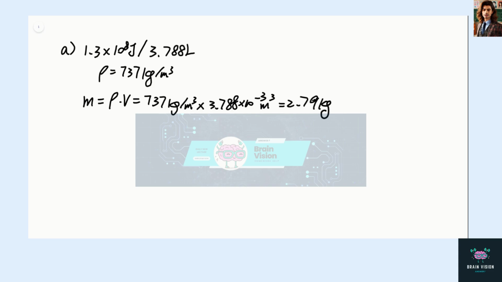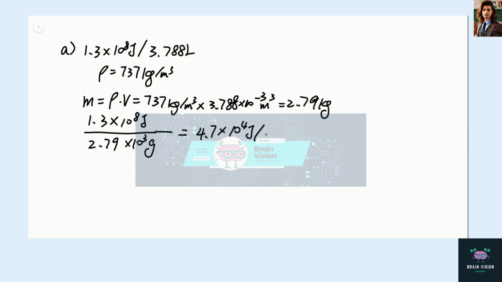So the amount of energy per mass is 1.3 times 10 to the 8th joule over 2.79 kilogram. Actually, we want the amount of energy per gram, so we also need to convert kilogram to gram, 10 to the 3rd grams per kilogram. So this gives us 4.7 times 10 to the 4th joule per gram. This is the amount of energy per mass for gas.